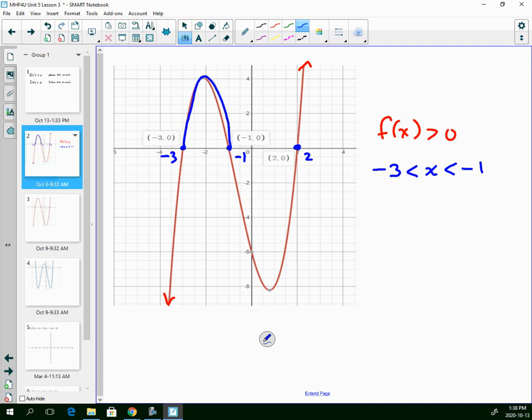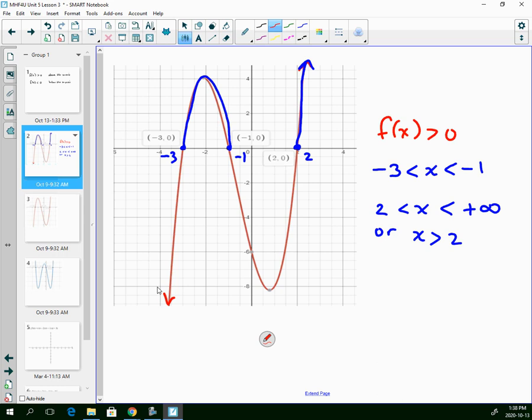And it also is above the x-axis here. So I could say when x is bigger than 2 to infinity, okay? Or I could just say when x is bigger than 2, right? So both of those are acceptable. So if I want a left and right boundary, I would say starting at 2 and ending at positive infinity, that's where the graph is above the x-axis.